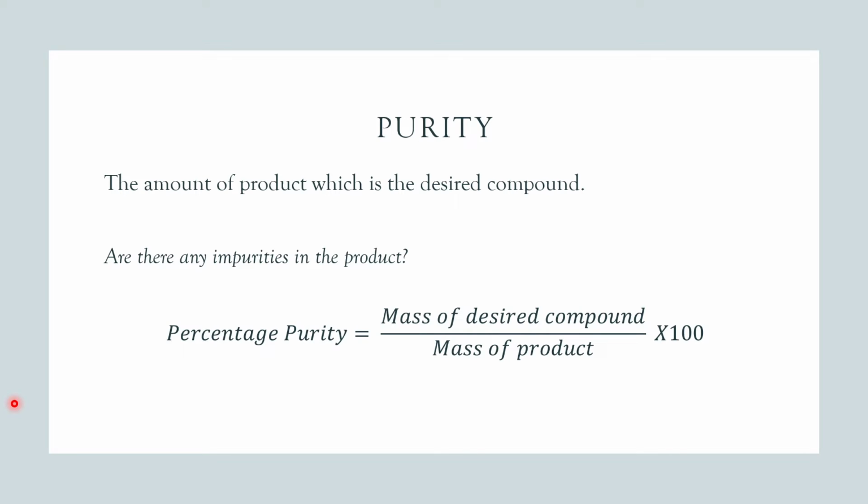Another thing to consider is purity. When we're looking at purity, we're reflecting on the product itself and whether or not we actually made the desired compound, or how much of the product was actually the desired compound. So really what we're thinking about is, are there any impurities? Are there things in the product that shouldn't be there? Very similar to percentage yield, we can calculate percentage purity as a way of measuring or discussing how pure a substance is. We look at the mass of the substance that is the desired compound and divide it by the total mass of the product and multiply that by 100.